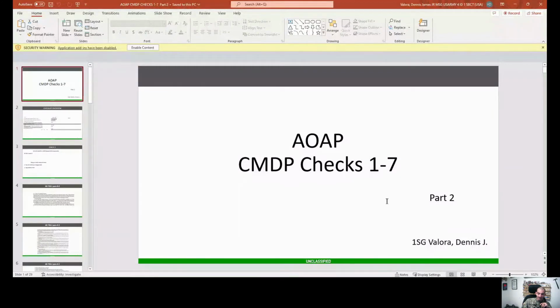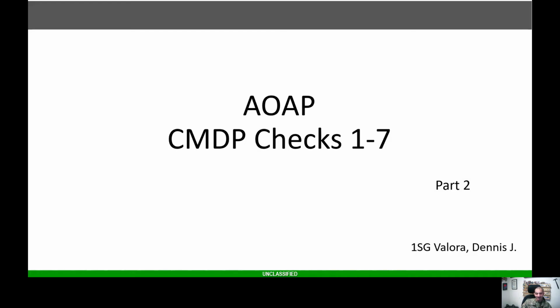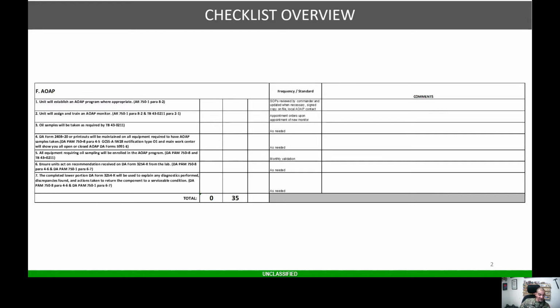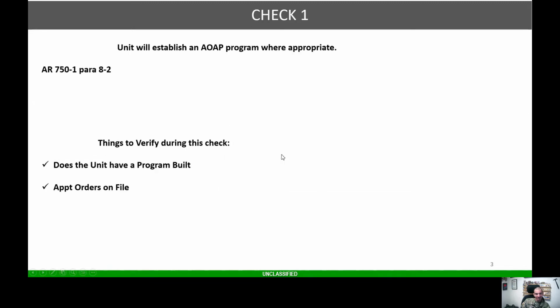Alright, so here we go. AOAP, CMDP checks 1 through 7, right? So this is just the overview of the actual checklist. There's 7 checks. Normally you can get 35 points. A lot of us don't have AOAP, but there are certain things that we do have to have in our SOP. It has to be mentioned. Even though we don't have an active AOAP program, we can still get as many points as possible when it comes to this, all right?